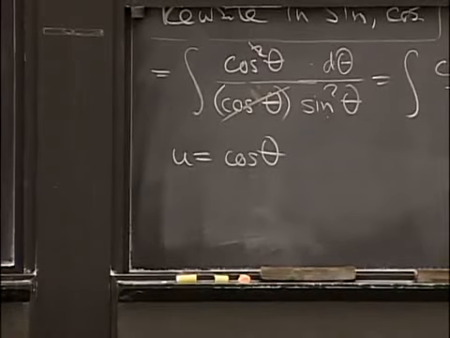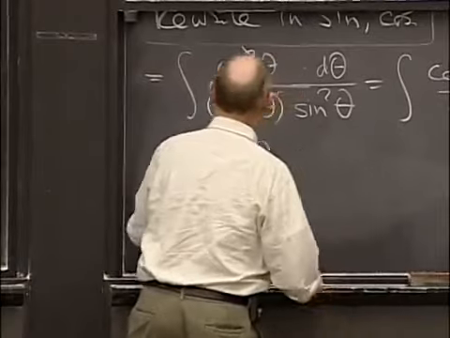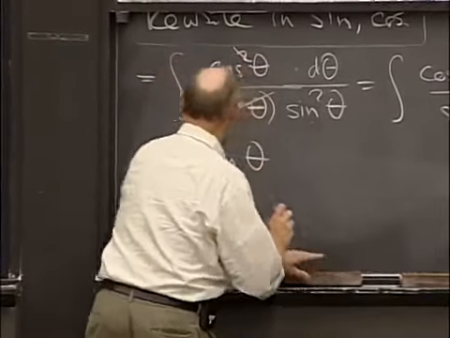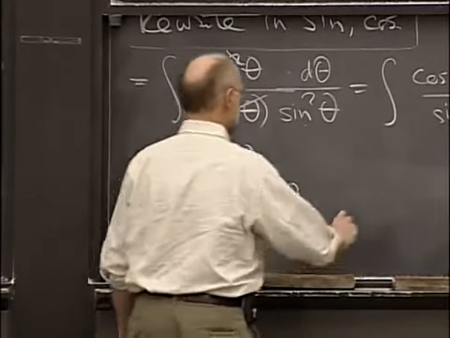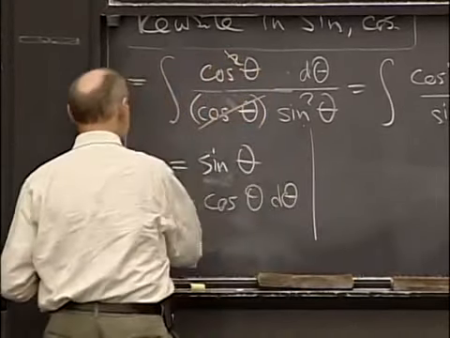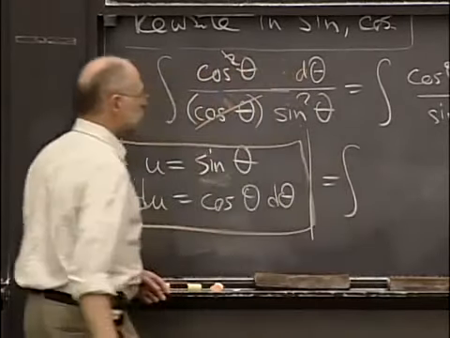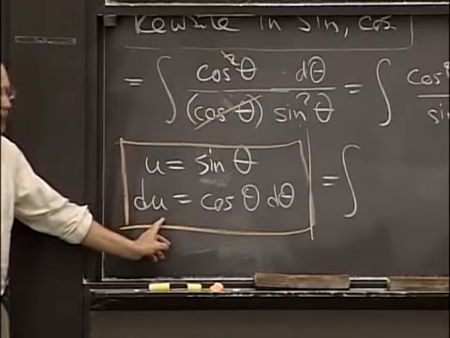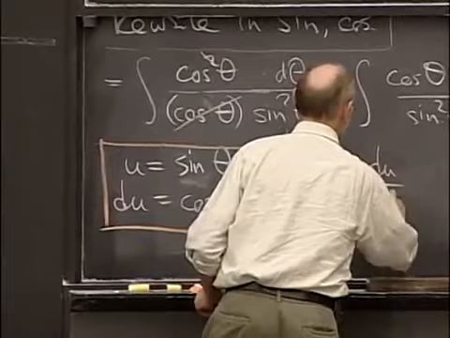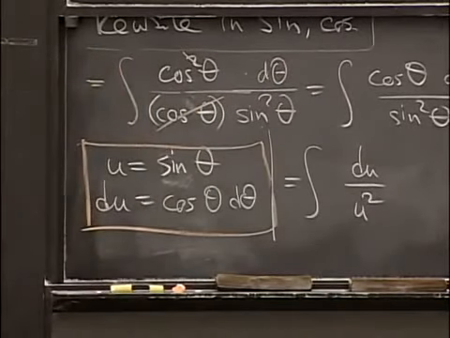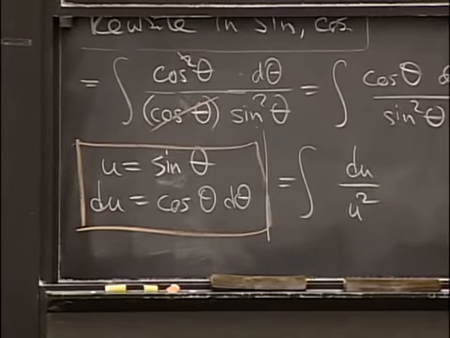and say u is the cosine of theta, because then du, oh, I'm sorry, say u is the sine of theta, because then du is cosine of theta d theta, and then this integral becomes, well, the numerator just is du, the denominator is u squared. And I think we can break out the champagne, because we can integrate that one, finally, get rid of the integral sign.